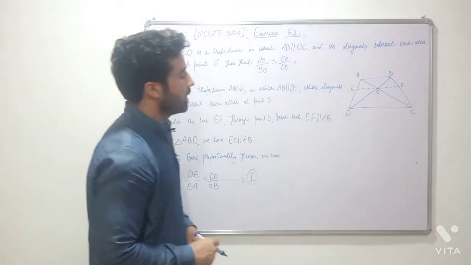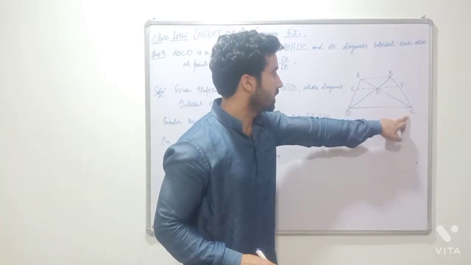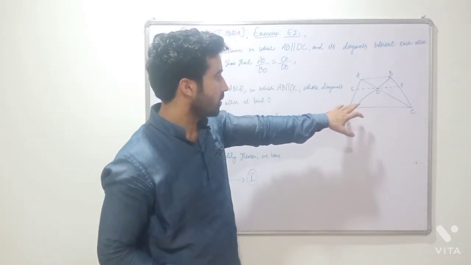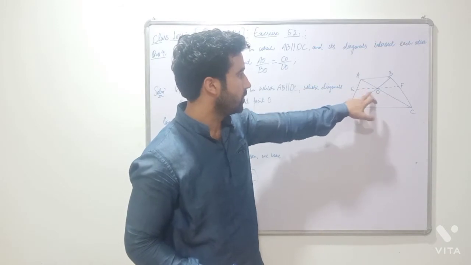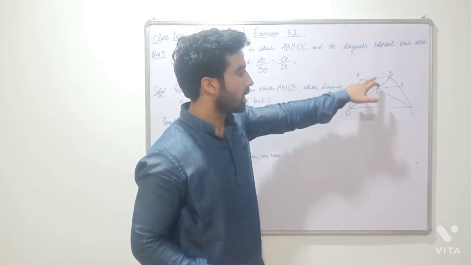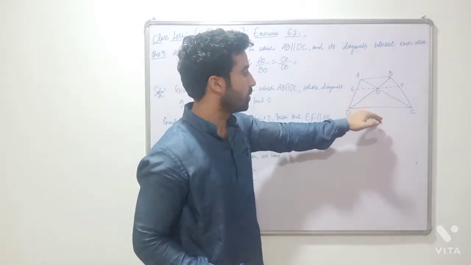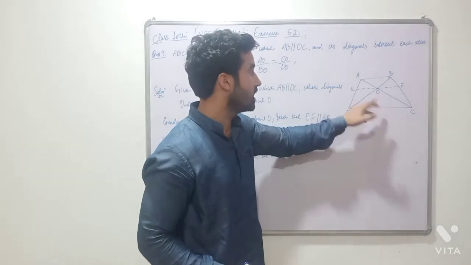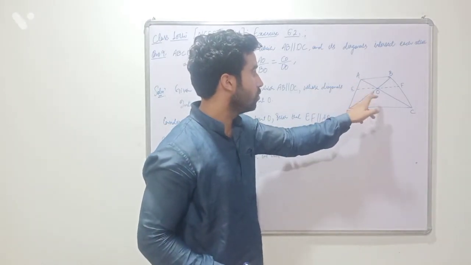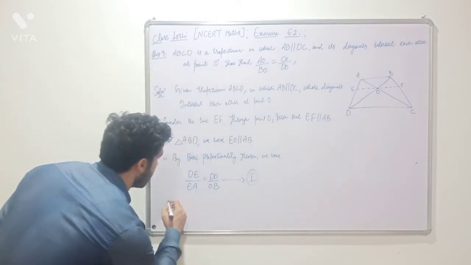Now look here, now we will consider triangle ADC, okay dears. And in this triangle we can say that the line EO is parallel to DC, right. Look, EO is parallel to AB, okay, but AB is parallel to DC. This means EO will be parallel to what? DC. Okay, so we may write in triangle ADC, EO is parallel to what? DC. Okay, so write it down.